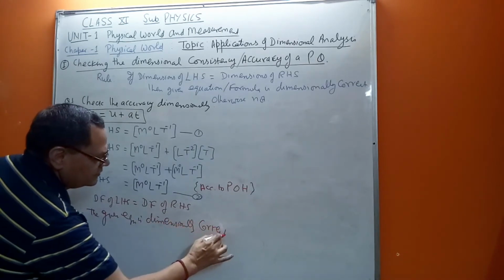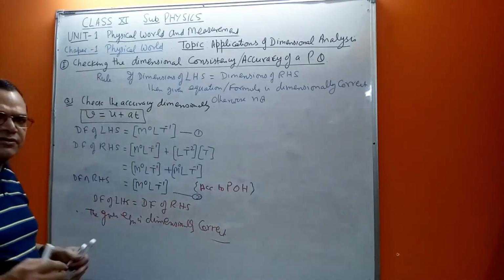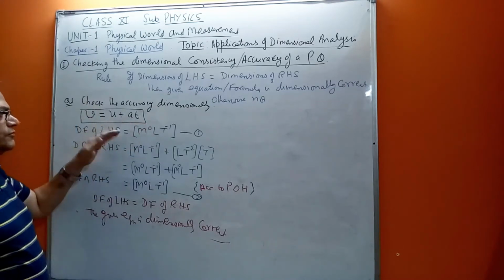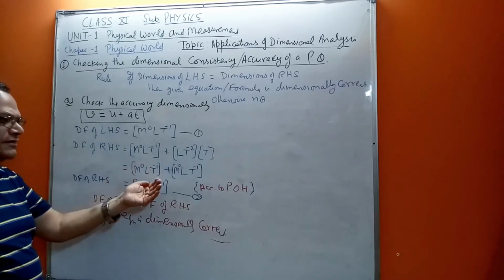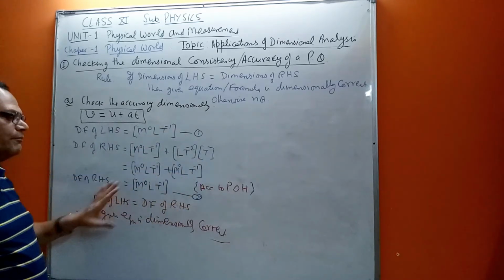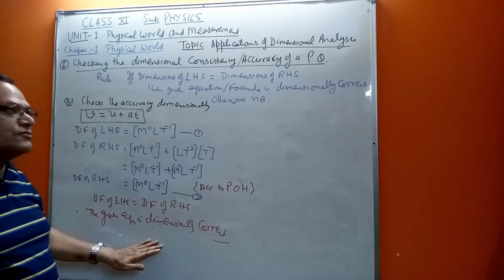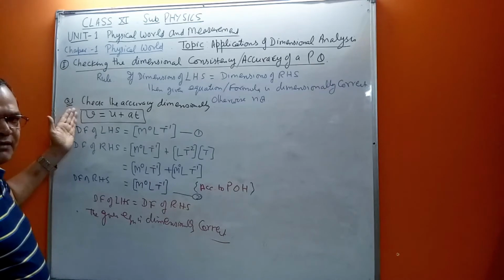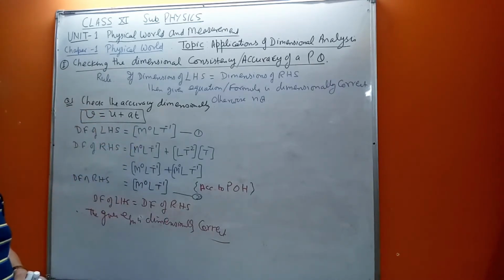Clear? So this way we can find out. So I think you understood, very easy. Only thing is we just wrote the dimensions of the various terms, okay, on left hand side and right hand side, and compared it. So this way we can prove the consistency. So therefore we can say that there is a consistency dimensionally of the first equation of motion. Clear?